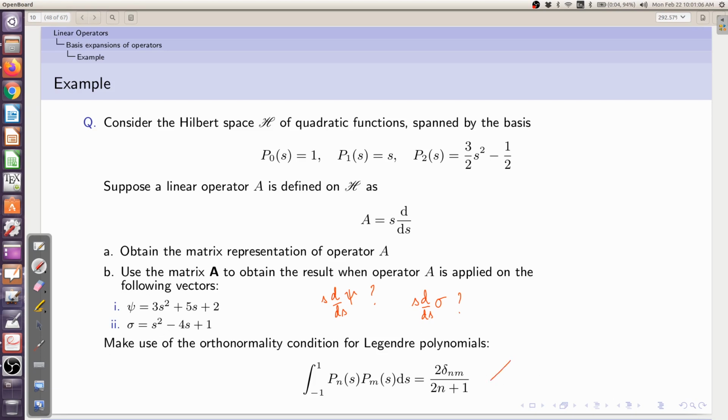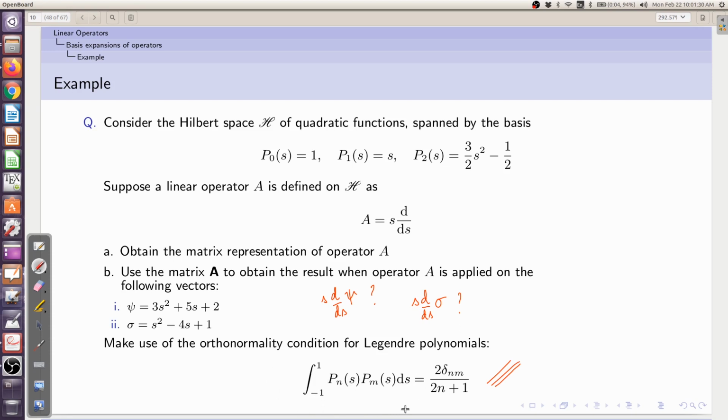Here this relation is extremely useful: the orthonormality condition for Legendre polynomials. Any two Legendre polynomials, if I multiply them together and integrate from -1 to +1, are going to be orthogonal, but they are not normalized. So how to normalize this? We can use this condition when you integrate from -1 to +1.